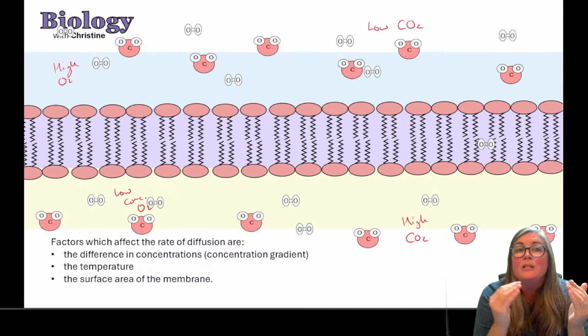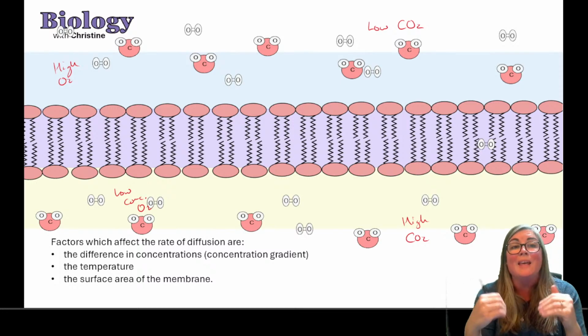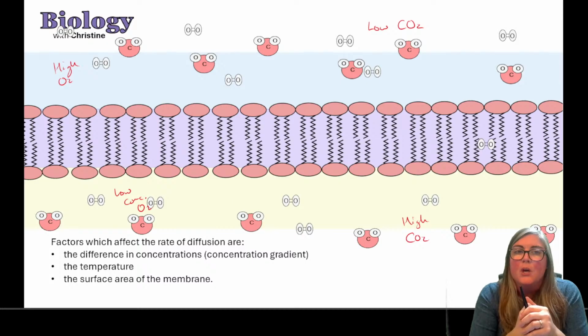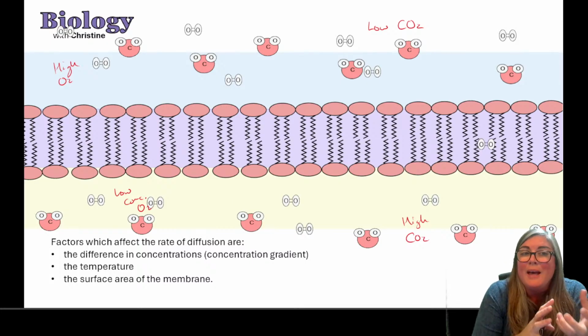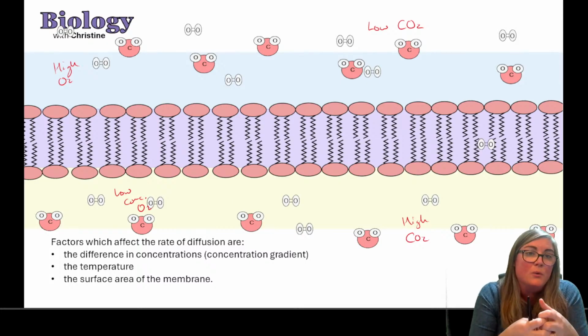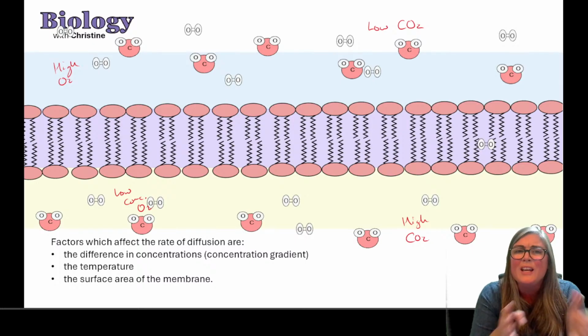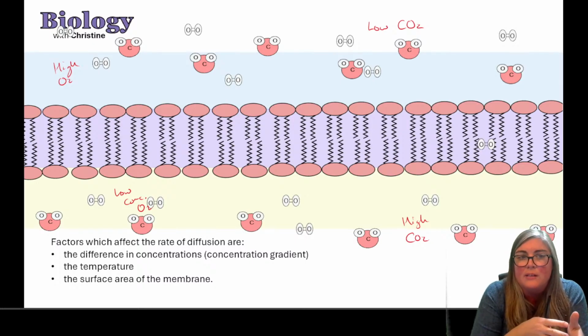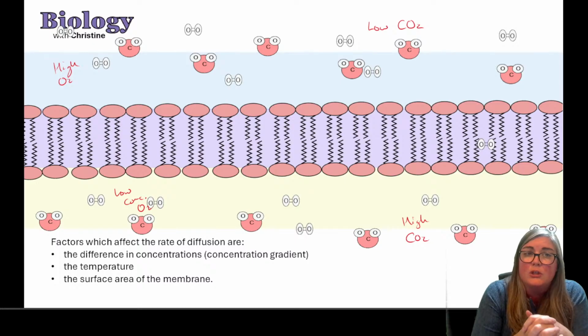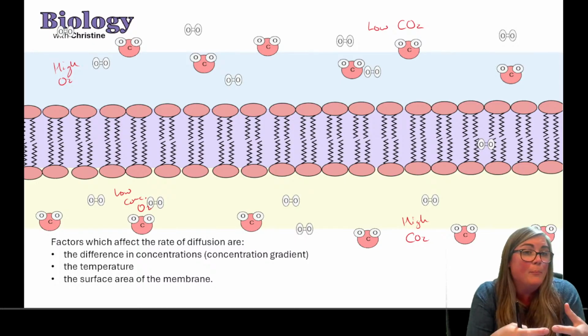So in that case, the oxygen was diffusing into the cell. So that's one way in which they may ask you about the factors that are going to affect the rate of diffusion. What's that concentration gradient difference? The second thing they could do is ask you about the temperature.